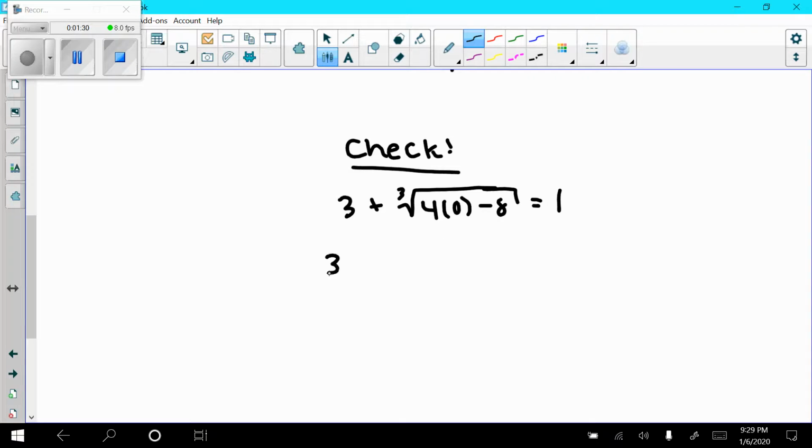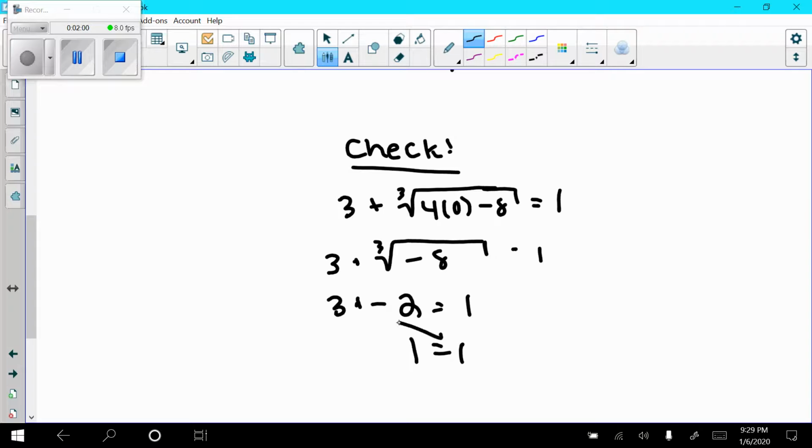So 3 plus the cubed root, 4 times 0 is just 0, minus 8 is -8, equals 1. If you put the cubed root of -8 inside your calculator, you would get out -2. And the reason why we don't do our i thing is because i is only true when we're taking square roots or even roots. If we're taking odd roots or cubed roots, you can take that as negative numbers. So you get 3 plus a -2 equals 1. 3 minus 2 is 1. 1 equals 1. It checks out. So 0 is your solution.